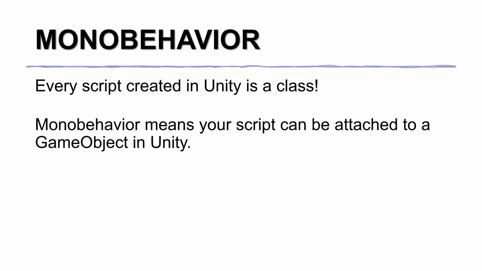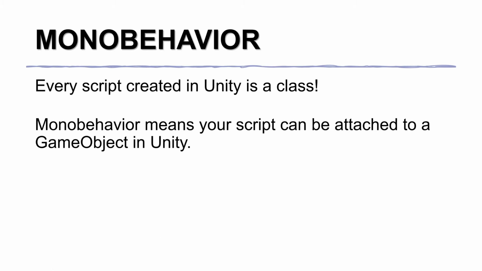So if you have been working with Unity a little bit, maybe went through the first couple chapters in the book, maybe started and you're working along with me, you would have seen this word MonoBehaviour. And every script created in Unity is actually a class. Like the demo script I've been working in is a class called DemoScript. And when you see MonoBehaviour on a Unity script, it just means that your script can be attached to a game object in Unity.